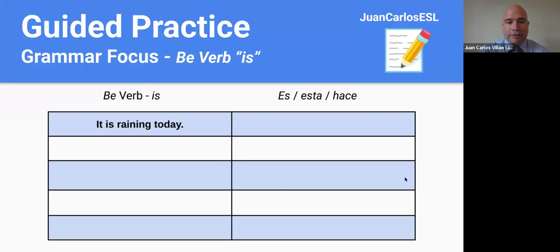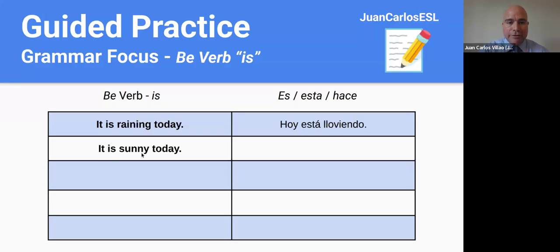Es un verbo progresivo, lloviendo. Entonces, decir en español, hoy está lloviendo. It is raining today. It is sunny today. So again, we're using the verb is.